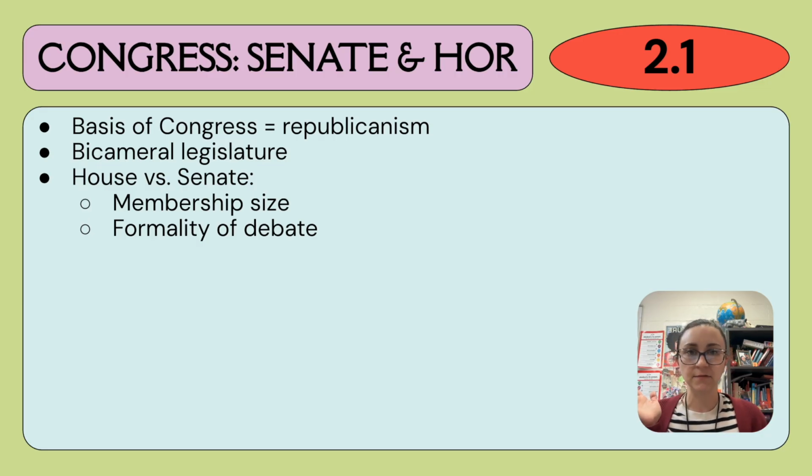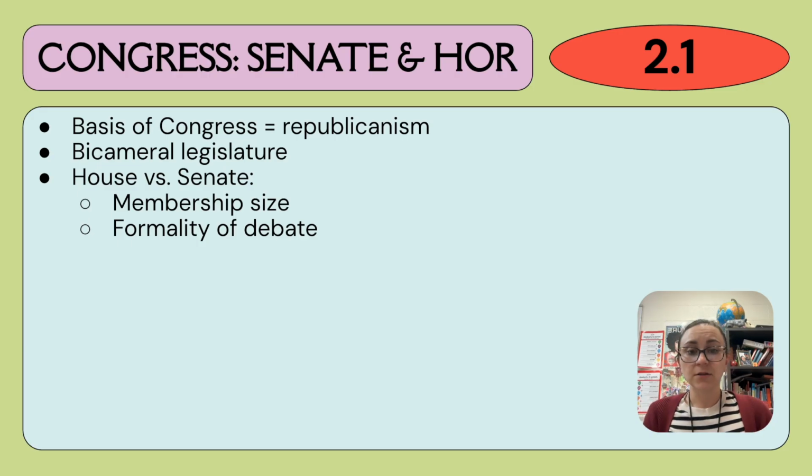Imagine being in a class of 435 people. That would be wild, right? Some college classes are that big. And you can't just talk whenever you want in a room of 435 people. It's chaos if you do that. So you have to have really strict rules.